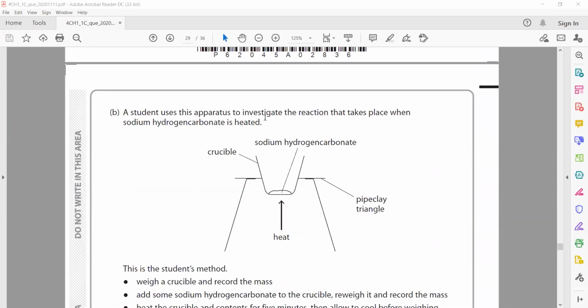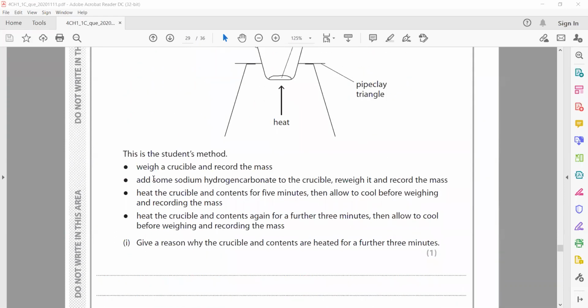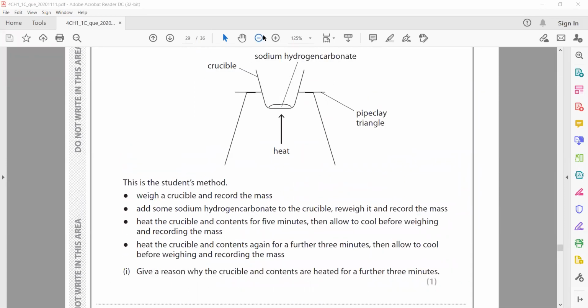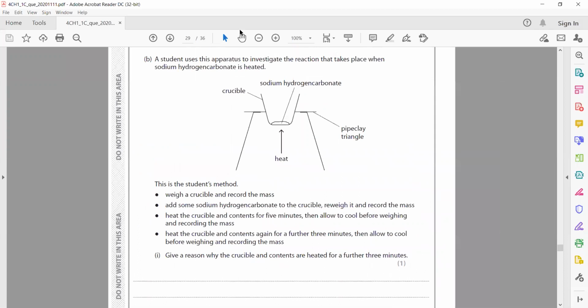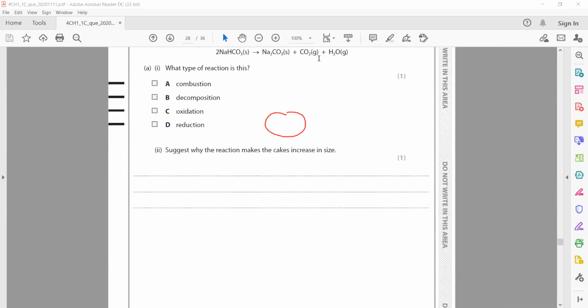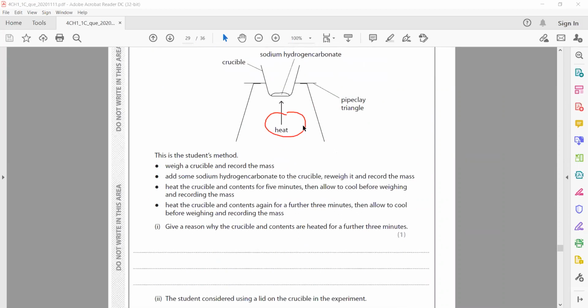A student uses the apparatus to investigate the reaction that takes place when sodium hydrogen carbonate is heated. Weigh the crucible and record the mass. So when sodium hydrogen carbonate is heated, we are finding out what happens. As you can see, the equation is given. It gives sodium carbonate, carbon dioxide, and water. Add some sodium hydrogen carbonate, then heat the crucible and contents again for 3 minutes.